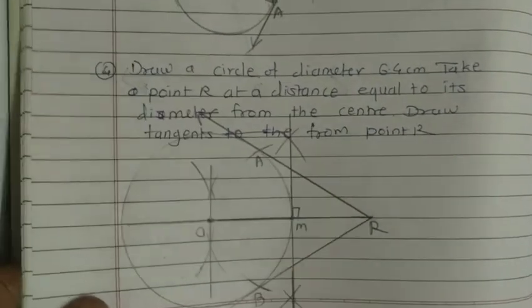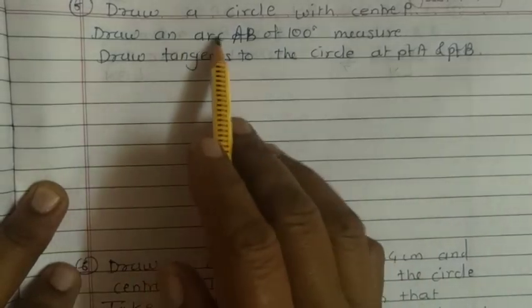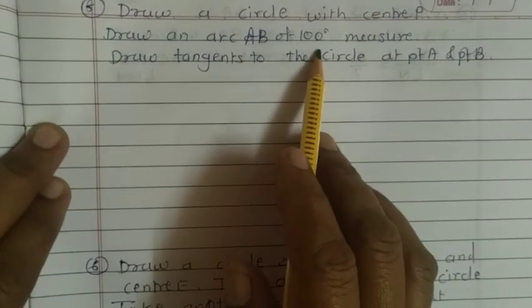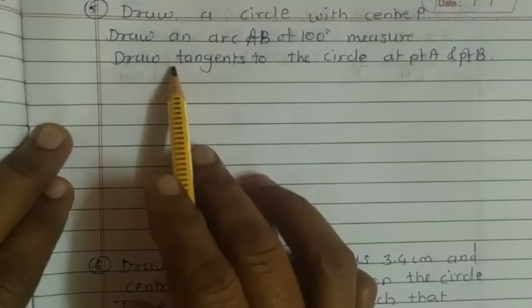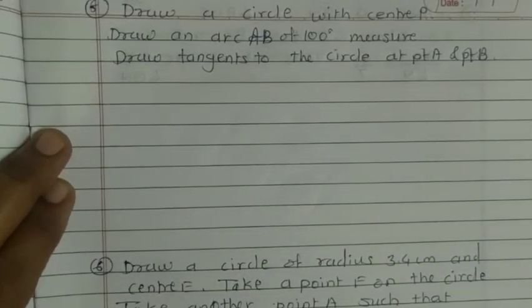Now the next example, example number 5. Draw a circle with center P. Draw an arc AB of 100 degrees. Measure 100 degrees. Draw tangents to the circle at points A and B.